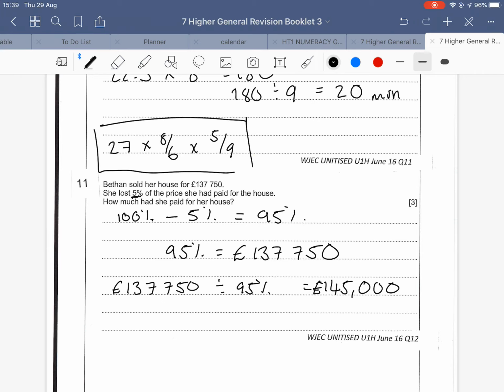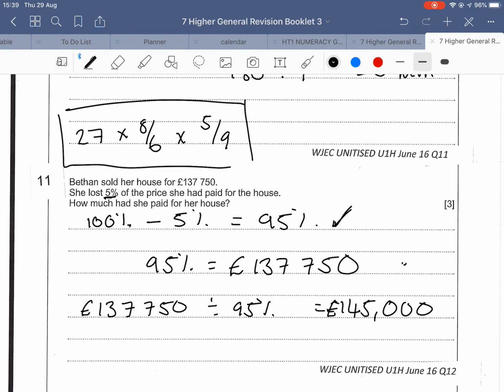Okay, so work out what your percentage is now, and then just divide. Sometimes they add amounts, so you end up with 105%. So you just still do the same process. You divide by here.